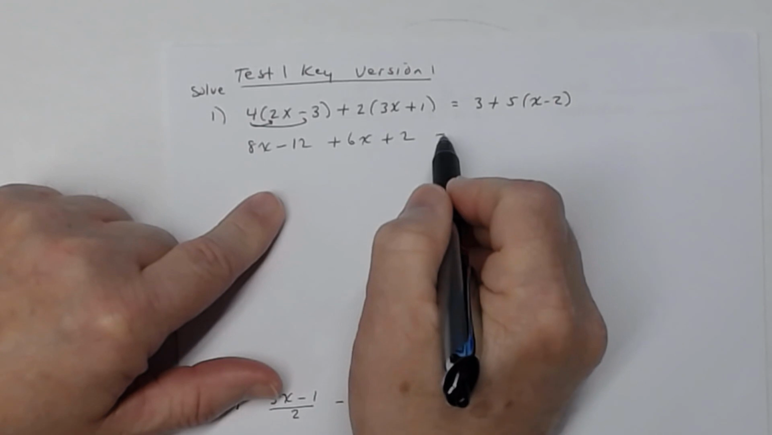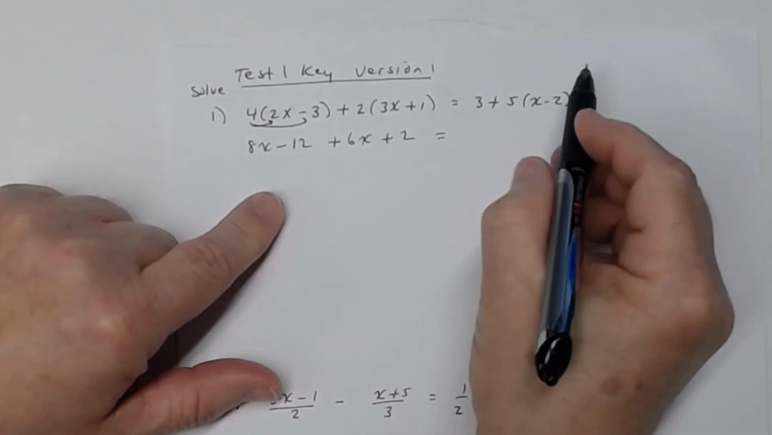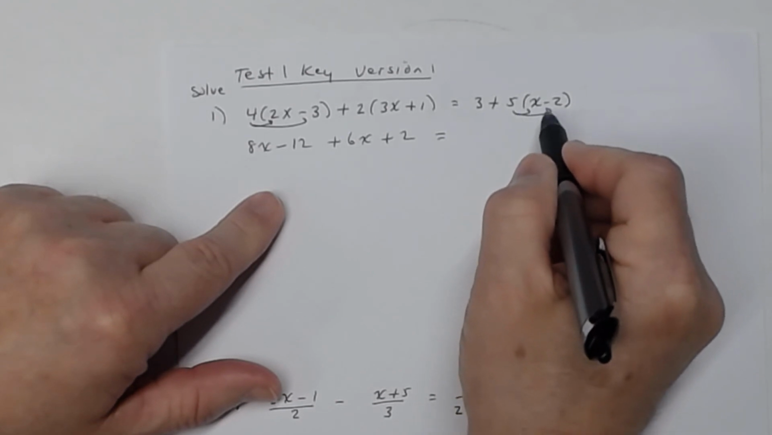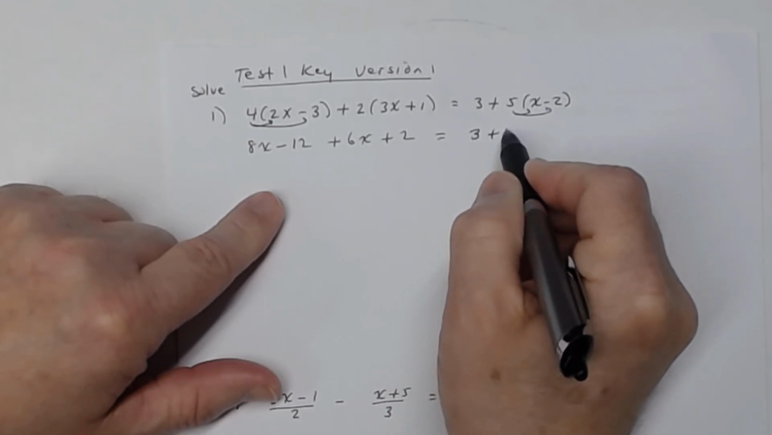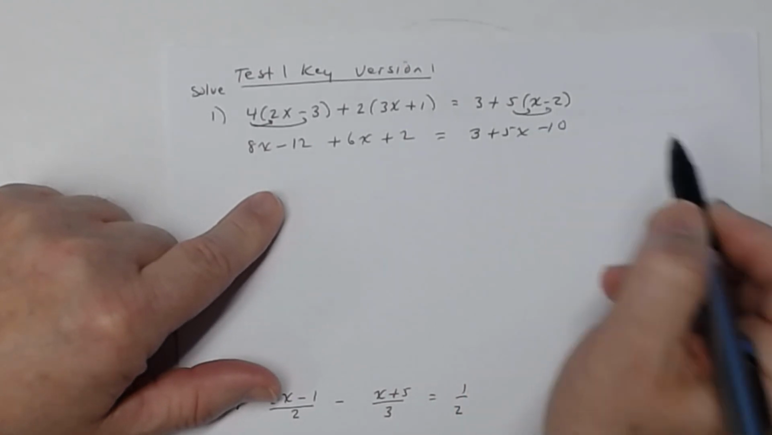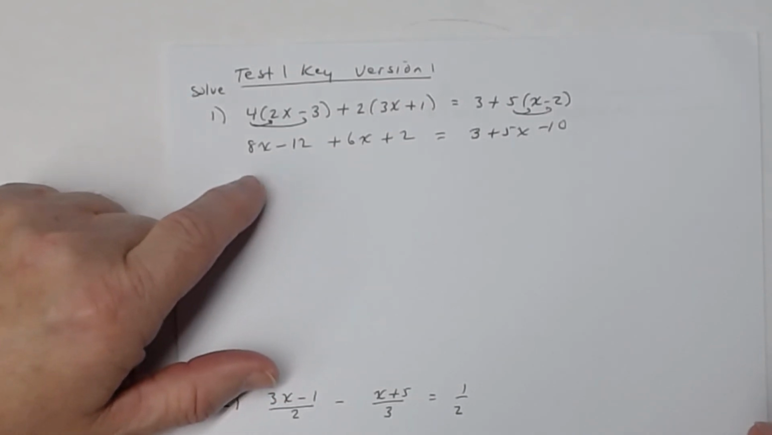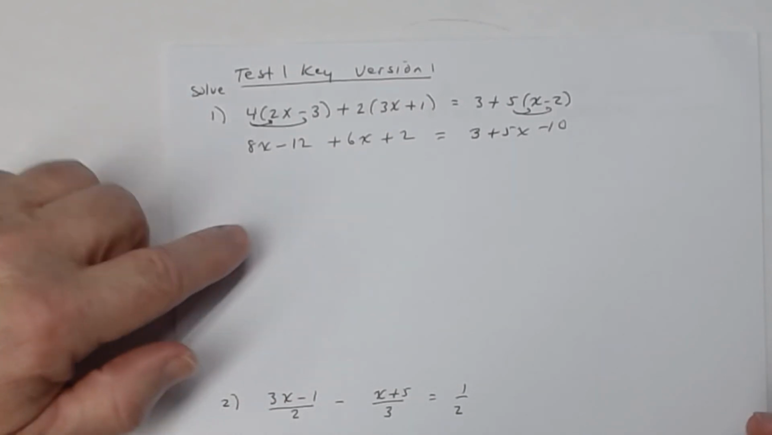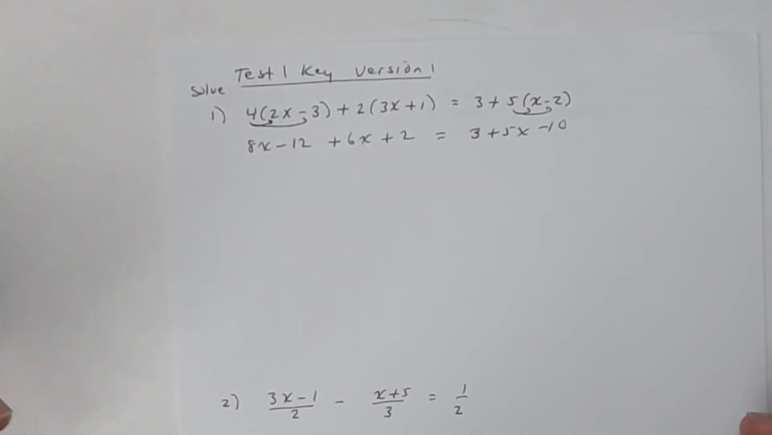On this side, remember what we just talked about: order of operations, you multiply before you add, so you have to distribute the 5 first. And so this becomes 3, and then 5 times x is a positive 5x, and then 5 times a negative 2 is a negative 10. All right, so that was your next step. Then what we're going to do now is combine like terms. So remember, you must show all steps. If you skip any steps, you're not going to get your full points.